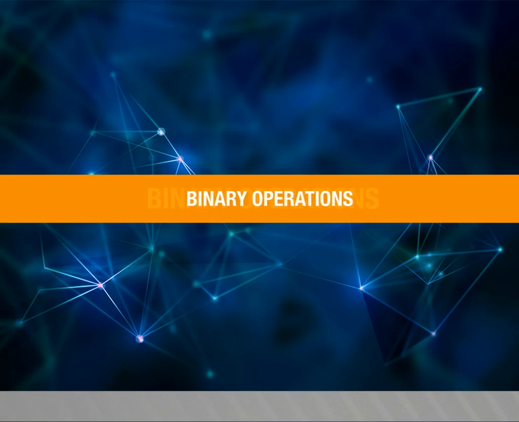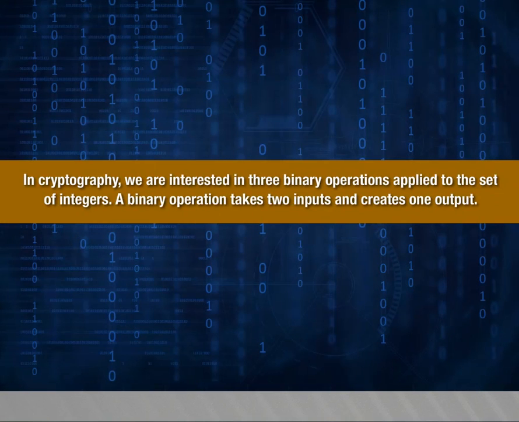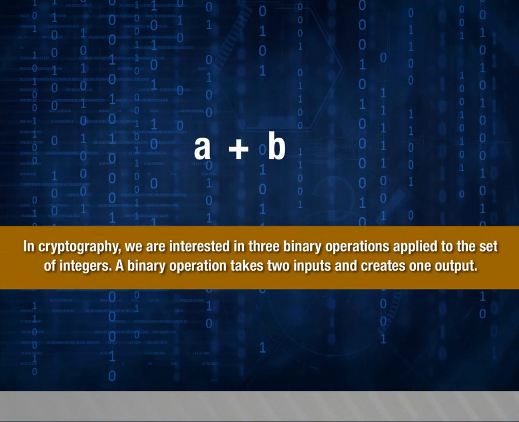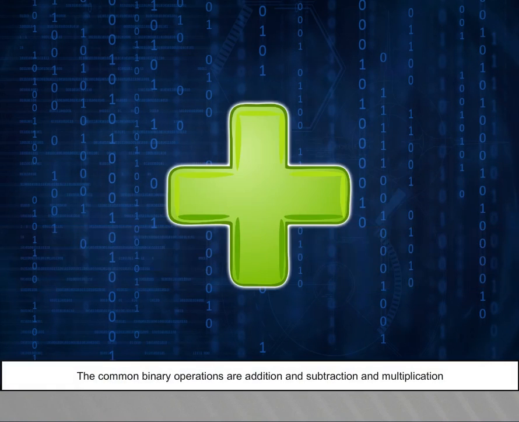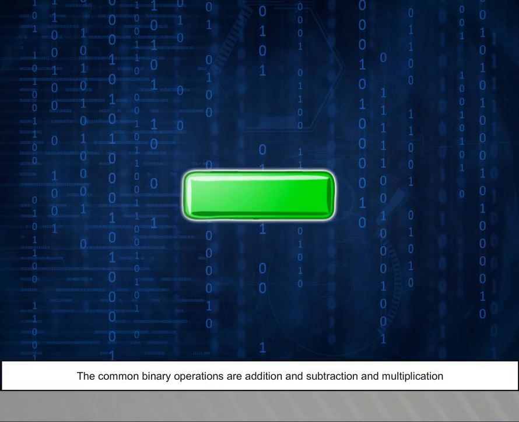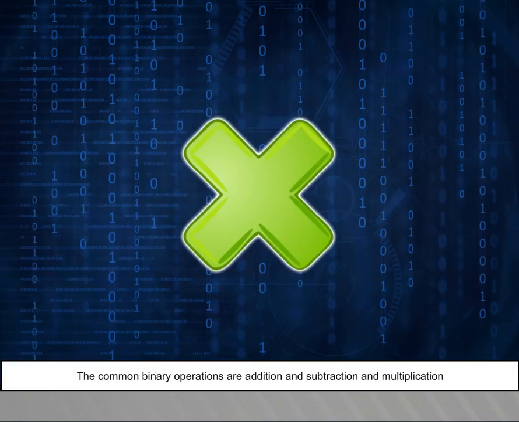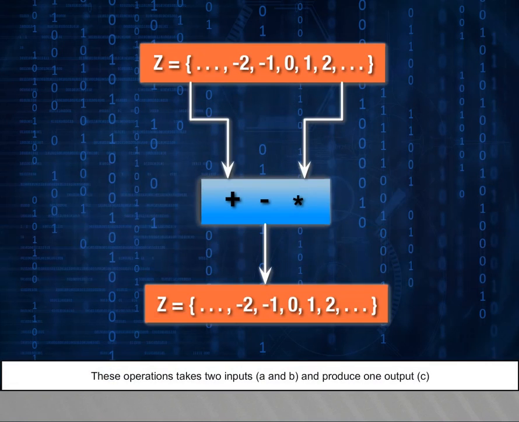Binary operations. In this video, we are going to see about binary operations. In cryptography, we are interested in three binary operations applied to the set of integers. A binary operation takes two inputs and creates one output. The common binary operations are addition, subtraction, and multiplication. These operations take two inputs a and b and produce one output c.